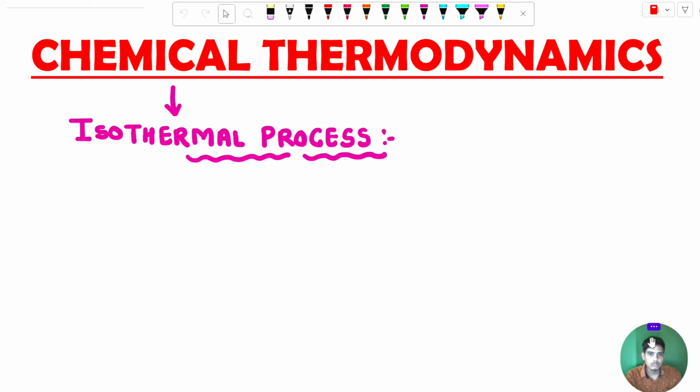Today we are discussing a new topic of chemical thermodynamics, the isothermal process. In chemical thermodynamics there are a lot of thermodynamic processes, and one type of thermodynamic process is the isothermal process. What is the meaning of isothermal process? First, you have to write down the meaning of isothermal process. Isothermal means at constant temperature.